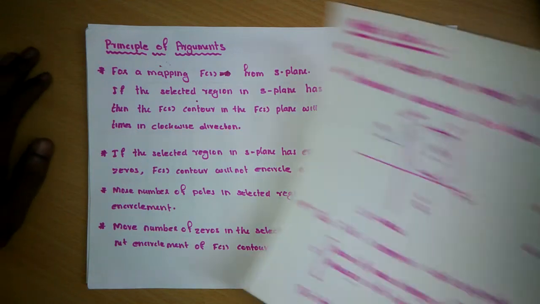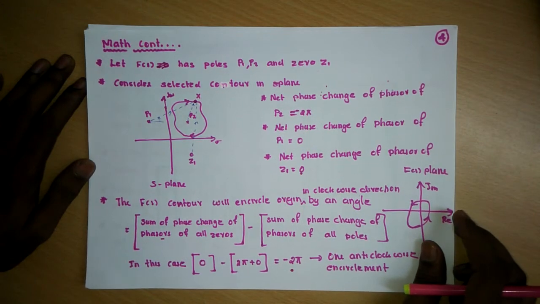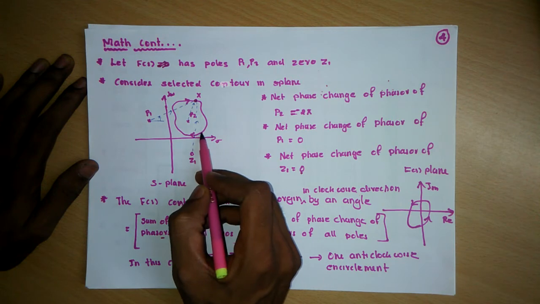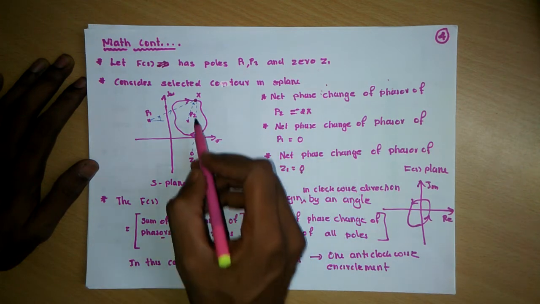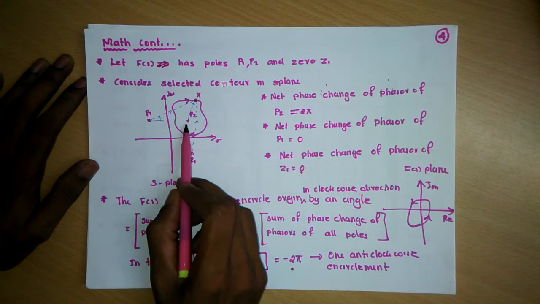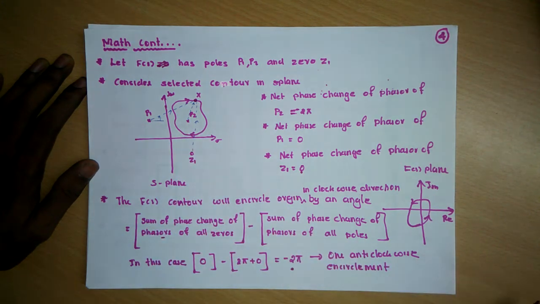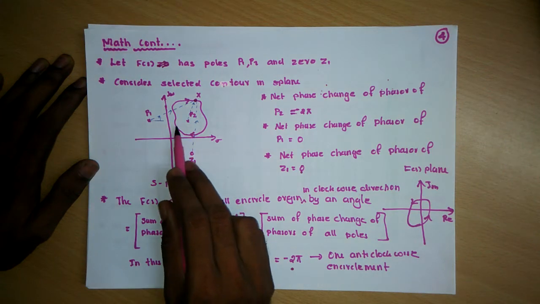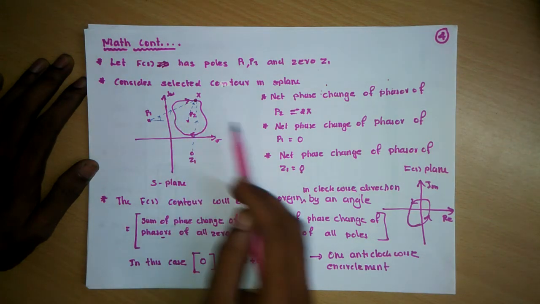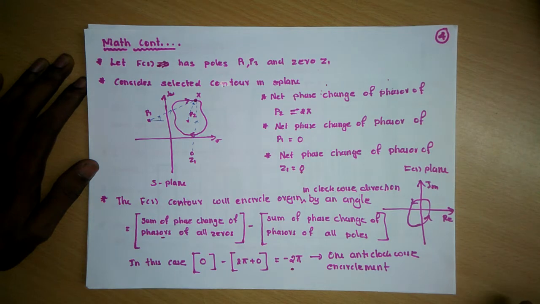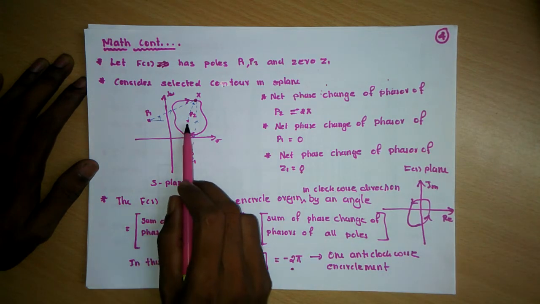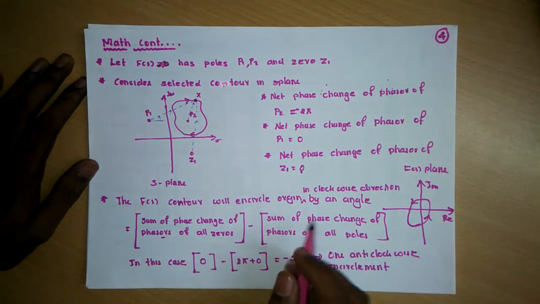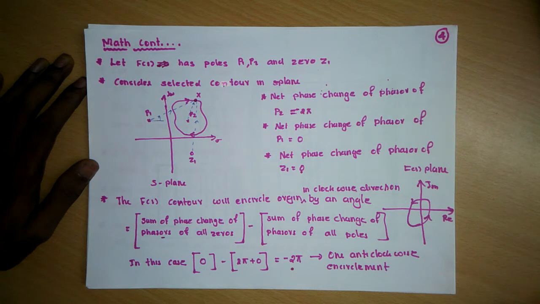Now let's take the previous example where I have selected the contour in the S-plane in such a way that the selected contour encircles only one pole. So for this condition, the number of zeros encircled by the contour in the S-plane, which is Z, is equal to 0, and the number of poles encircled by this contour, P, is equal to 1. So Z minus P is going to be minus 1.